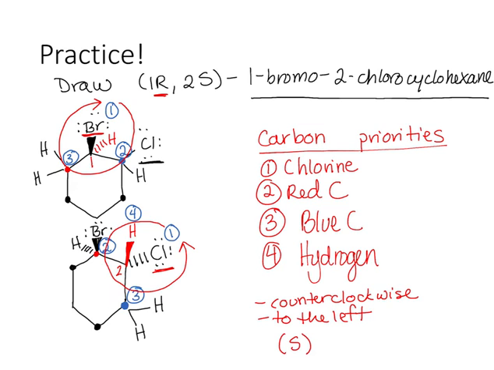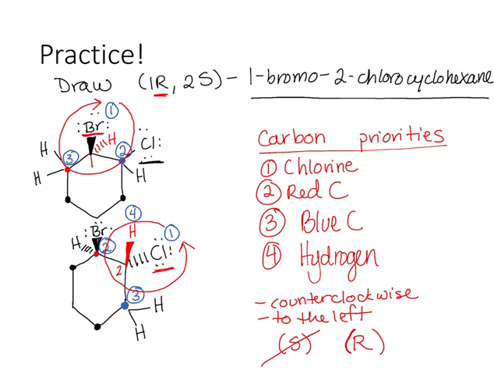But hydrogen is our lowest priority atom, and it's in the front. So if your lowest priority atom is in the front, whatever assignment you think you have is actually the opposite. So normally here we would assign S, but hydrogen is in the front, so it's actually R.